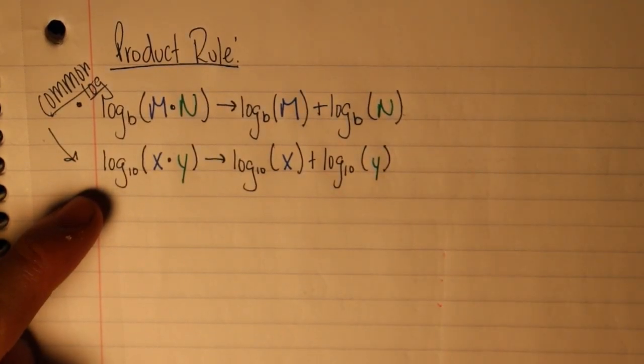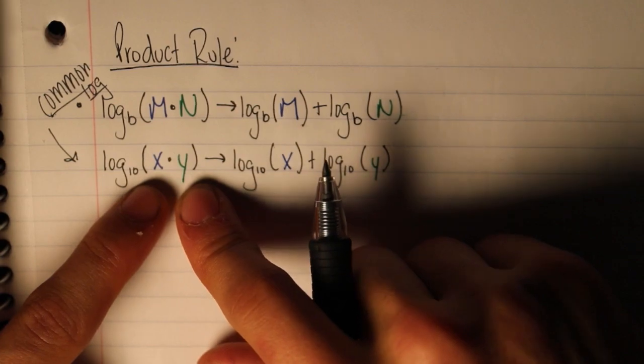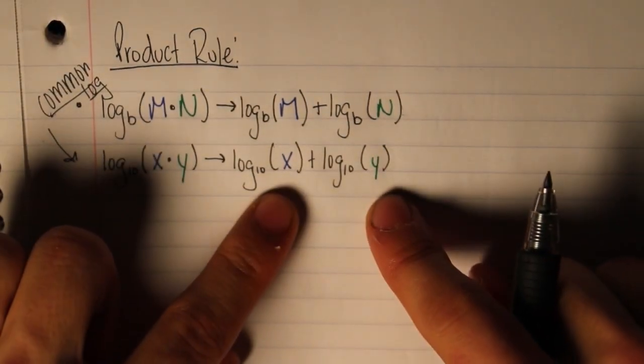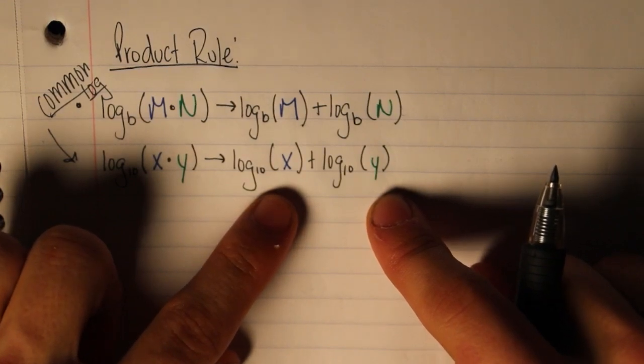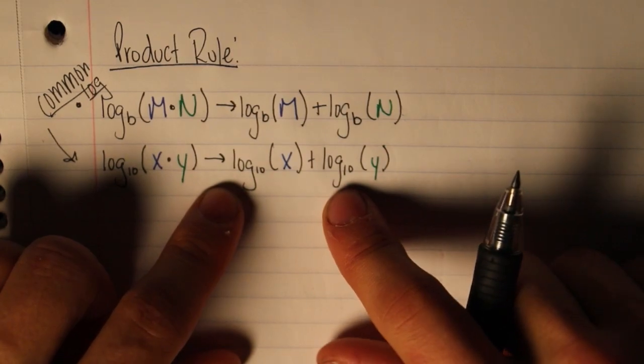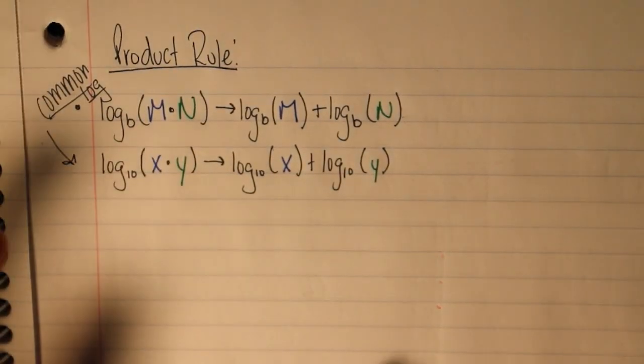So all you have to recognize is that there's multiplication going on inside our parentheses. And if there's multiplication going on inside our parentheses, we can break that up into two separate parts, an x and a y. We keep the same log and we just separate. We just expand the two. That's all we're doing. All right.